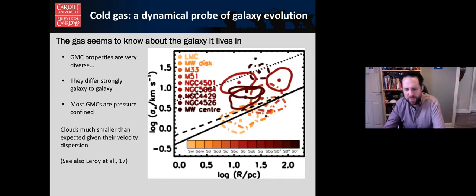And we find, oh, sorry about the quality of that plot. That didn't come out very well on this large screen. But the GMC properties that we find are quite diverse, and they differ strongly from galaxy to galaxy. So the clouds are much smaller than expected, given their velocity dispersion, for instance. As you can see on this graph here, it's plotting the size of the cloud versus the velocity dispersion. The black line is the Milky Way Larson relation. And indeed, it doesn't seem like our clouds follow this in the early type galaxies.